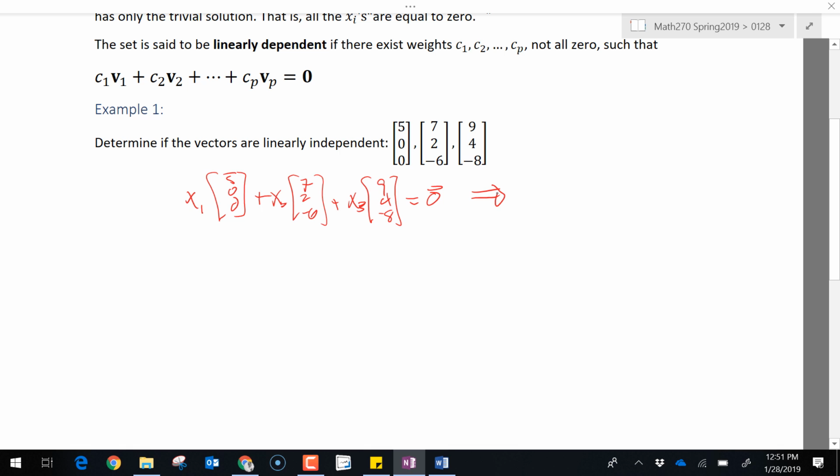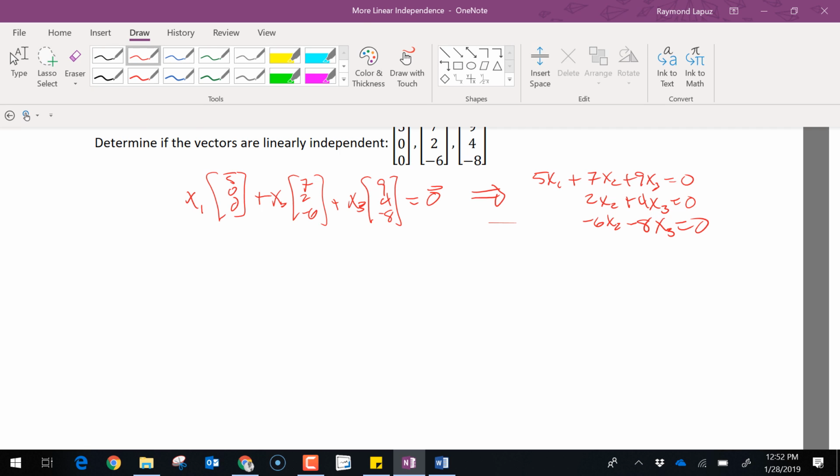Again, not that we need to, but translating this, it is actually a system of linear equations. We've got 5x1 plus 7x2 plus 9x3 is equal to 0. 0x1 plus 2x2 plus 4x3 is equal to 0. And 0x1 minus 6x2 minus 8x3 is equal to 0. So again, this is not the way we want to go, but I just want to point out that there's this relationship between these vectors and the system of linear equations. So let's see if we can go from here.